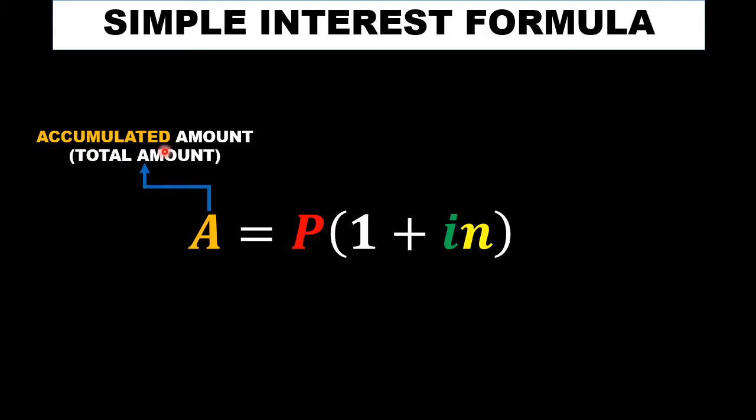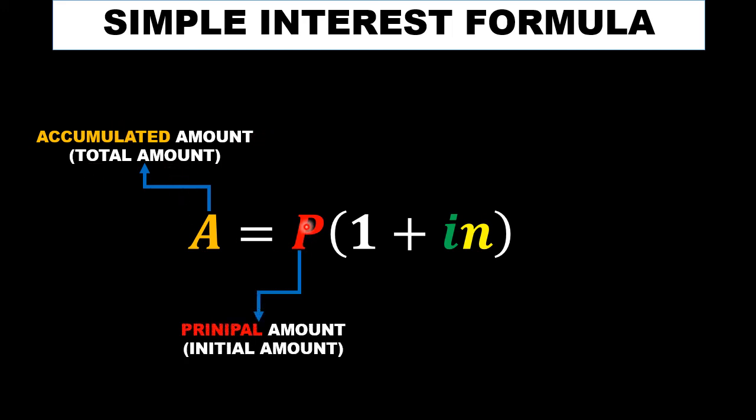A will give you the total amount. No, it's the total amount that the lender is going to gain with interest from you. Or it is the total amount that you as the borrower are going to pay with interest. Okay, so it is the accumulated amount. It is accumulated by the lender, or it is accumulated by the investor. Okay, so this is the total amount.